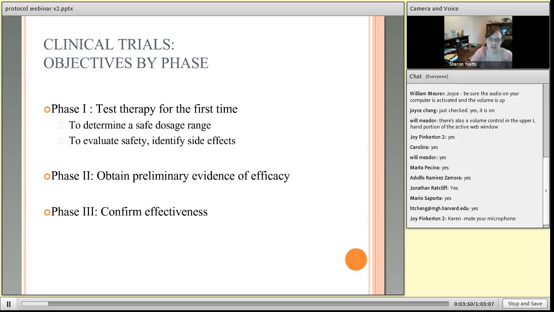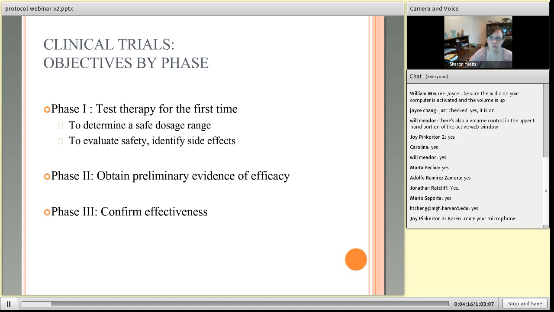Now, once you've identified a safe dosage range, or again, a safe dose to move forward, the next phase of clinical research is generally geared toward obtaining preliminary evidence of efficacy. The idea here is that you want to get some sense of the signal, something that tells you it's worth moving this intervention even further in the development process.